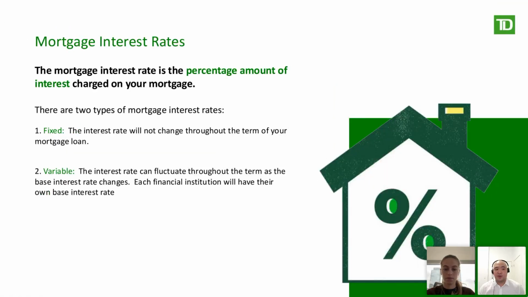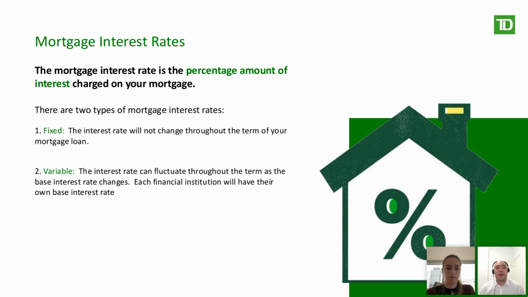So, mortgage interest rates. The mortgage interest rate is the percentage amount of interest charged on your mortgage. There are two types of mortgage interest rates. Most people know these: fixed and variable. For fixed interest rates, the interest rate will not change throughout the term of your mortgage loan. As an example, if you got a 3-year mortgage today at 4%, that means for the duration of the 3 years you're paying off your mortgage, every payment and every interest calculation is going to be pegged at 4% for the full 3-year term of your mortgage, right?